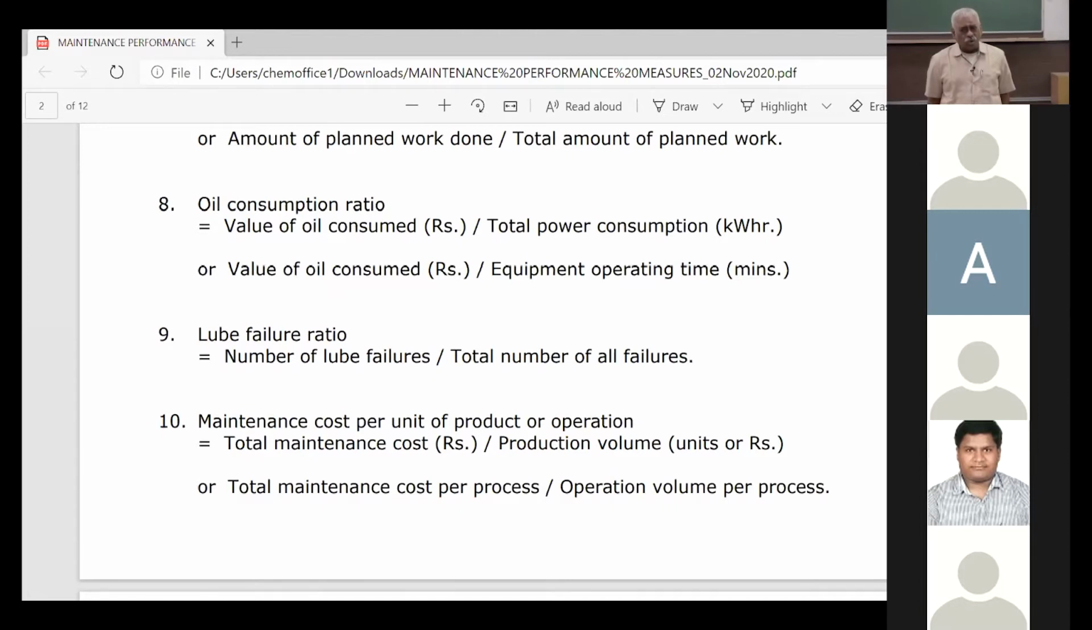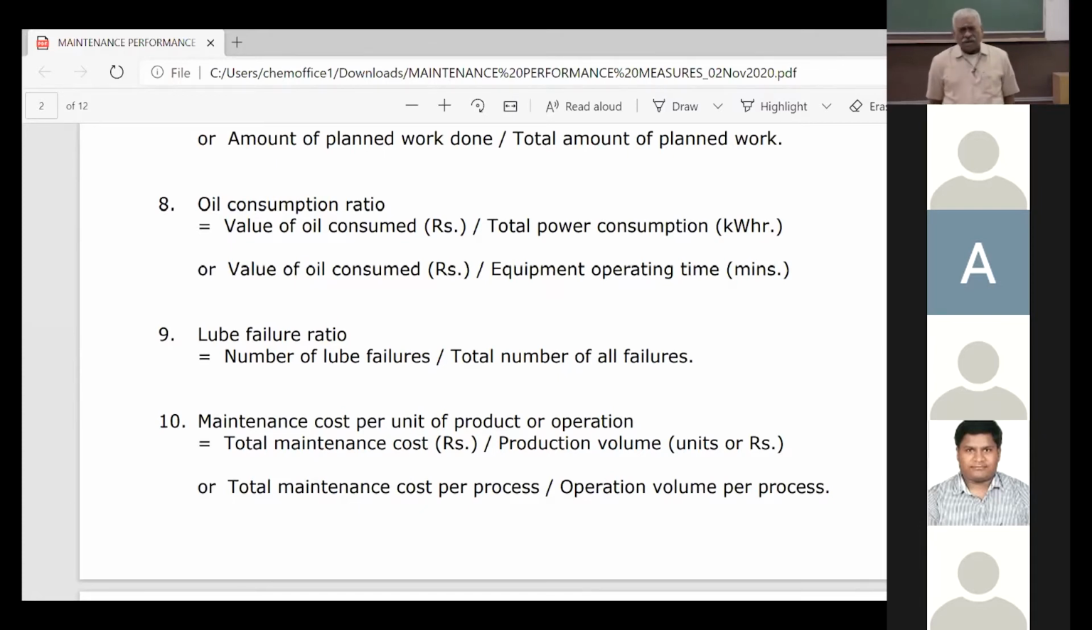I'll give you a clue. What is the primary objective of maintenance? To minimize downtime. Very good. The converse? Maximize availability. Absolutely. Now, do you agree availability has a direct impact on production? Yes, sir. Now you see.